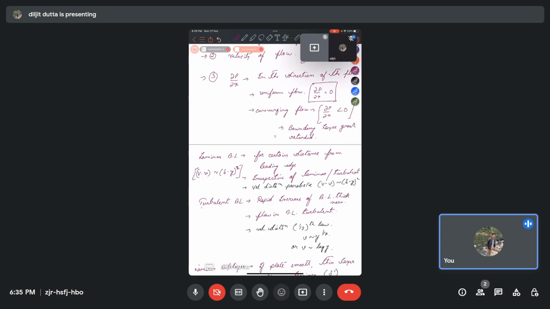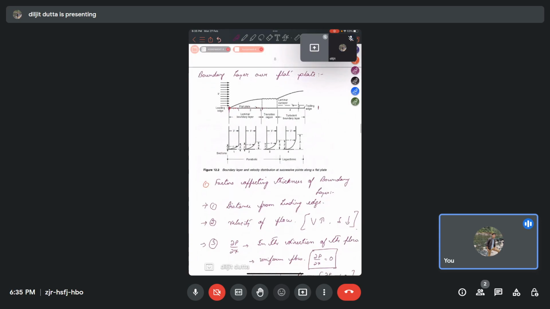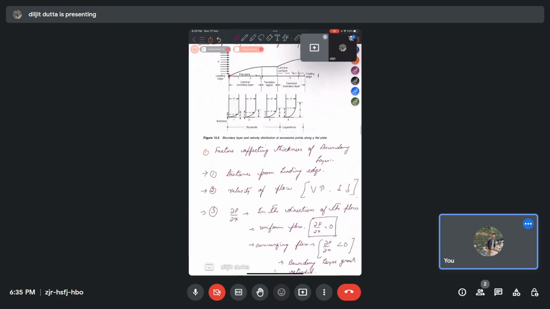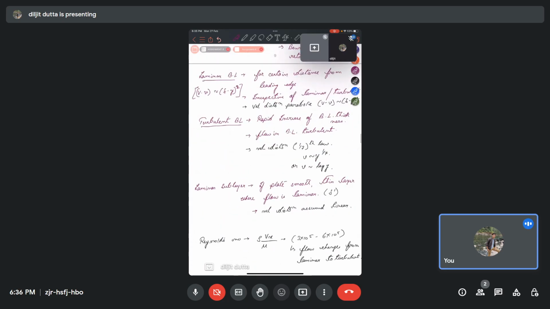Secondly, there is the turbulent boundary layer. And there is a transition boundary layer. In the transition region, the boundary layer will be moving from laminar to turbulent, so it is very difficult to define. Even in a transition region, we can say the velocity profile is mostly parabolic only. But when we go to a turbulent boundary layer, there is a rapid increase in the boundary layer thickness.